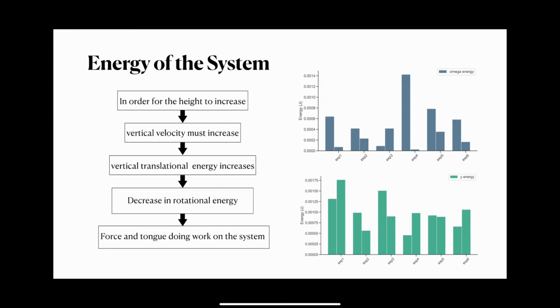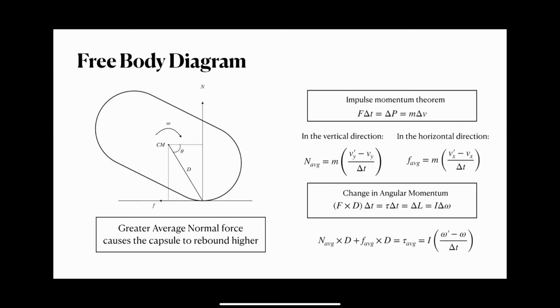We also make the connection that in order for height to increase, vertical velocity must increase, which means vertical translational energy increases, which corresponds to a decrease in rotational energy, as we can see from our experimental data. So that must mean that some force and some torque are doing work on the system. So this leads us to want to draw a free body diagram.